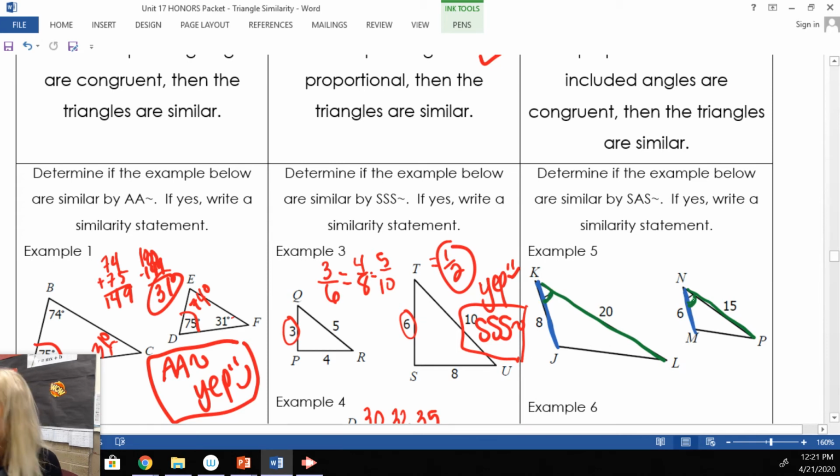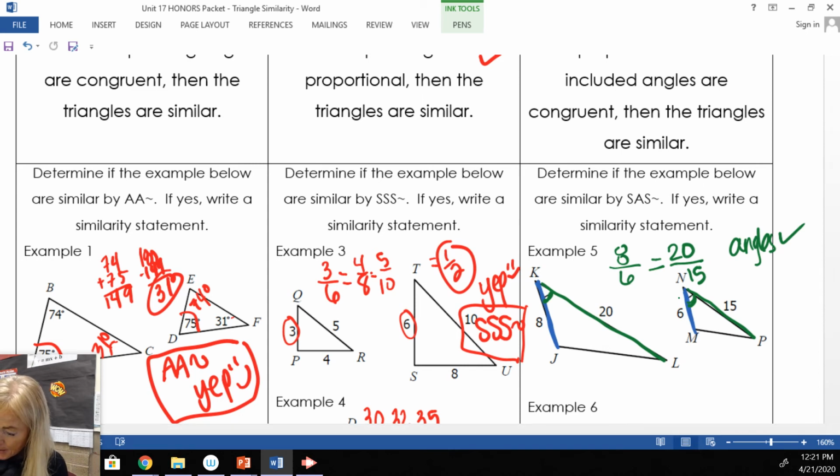In this case, I have the angle and I know the sides, but I'm not guaranteed that they're proportional yet unless I check them. So I take the smaller over the smaller, 8 over 6, and set that equal to the smaller 20 over the greater 15. Okay? So I have to check that first. I've already checked the angles. Yep, the angles are congruent. Check. But I need to find out that the sides are proportional.